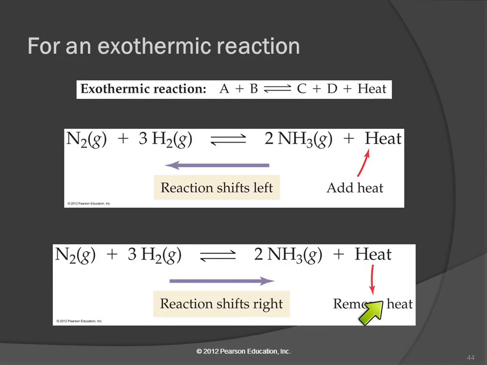Here, we're talking about removing heat. How would you remove heat? Well, you would cool it down. Stick it in the freezer. That will remove heat from it. If we remove a product, then the reaction shifts towards it to make more of it. Does that make sense?